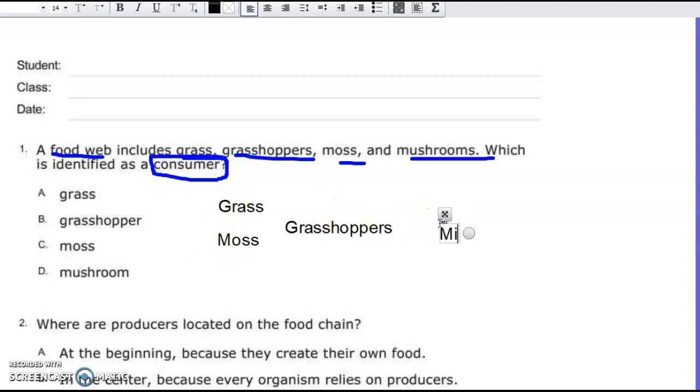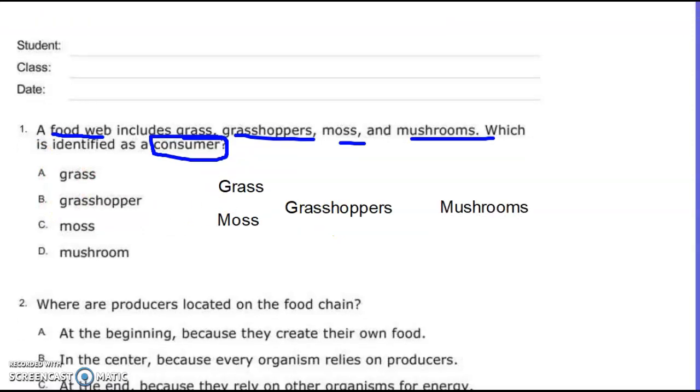mushrooms. Let's spell it correctly. Mushrooms, because they're going to end up decomposing all of this. Now, one thing we talked about in class today is where the arrows point, and we said that the arrows point like this. Grass gives energy to the grasshopper. Moss gives energy to the grasshopper.